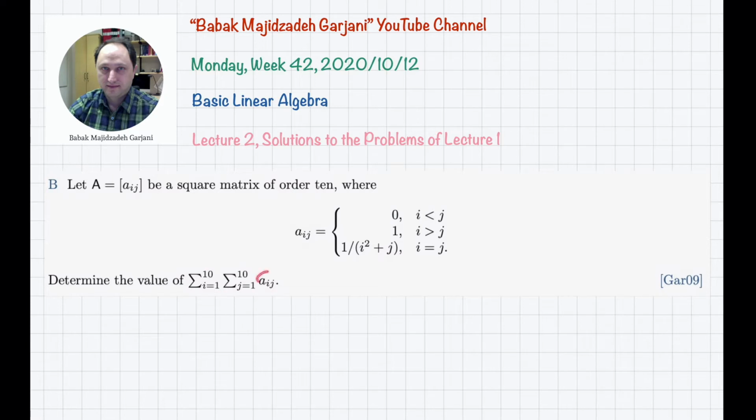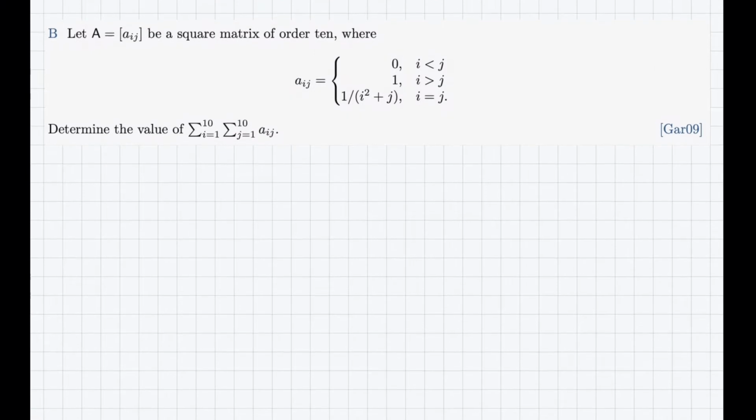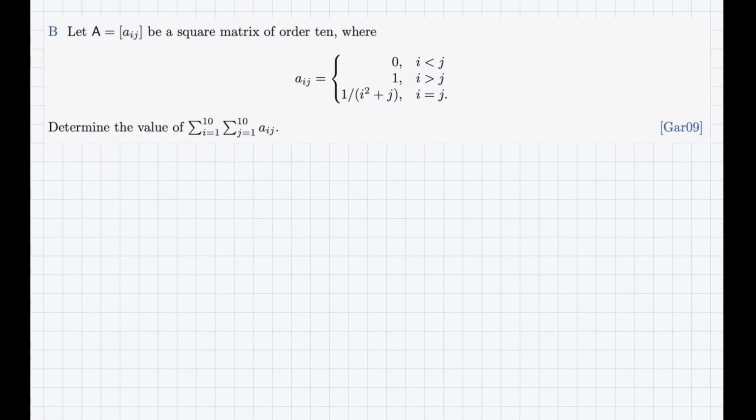These aij's are the entries of this matrix, and the i index, which is the row index, runs from 1 to 10, but 10 is also the order. And j also goes from 1 to 10, 10 is again the order. So this double sum is actually adding up all the entries of the matrix. So we need to calculate the sum of all the entries in this matrix. To visualize the situation better, we have a matrix A.